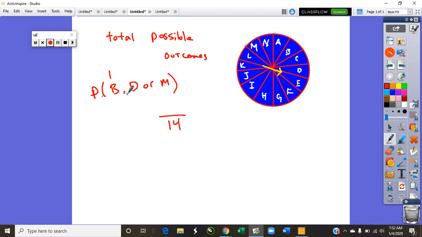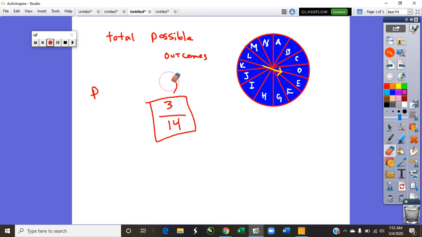How many B's are there? 1. How many D's are there? 1. How many M's? 1. So if I put these together, because any one of these is okay. If I spin a B, if I spin a D, if I spin an M, all of those are okay. So if I add those together, I once again get 3 out of 14. I hope this is making sense to you guys. It's really not that difficult.